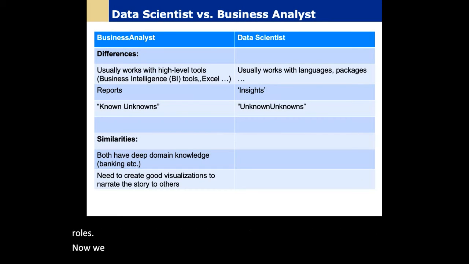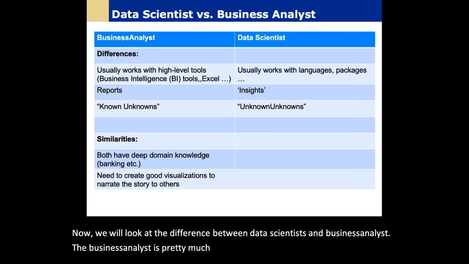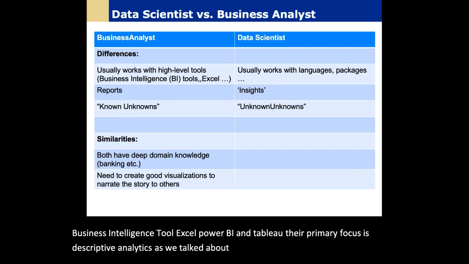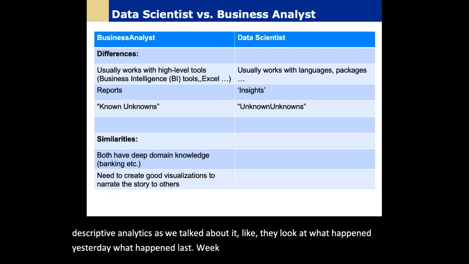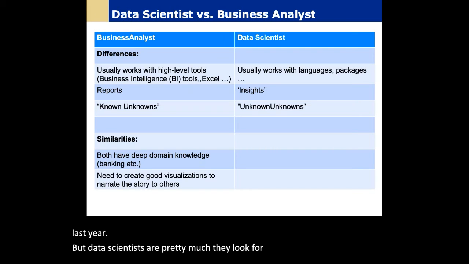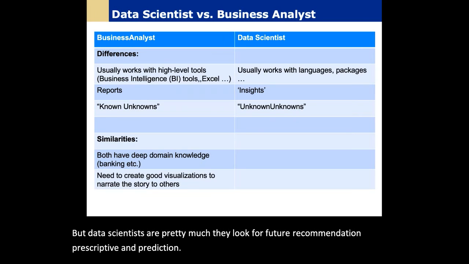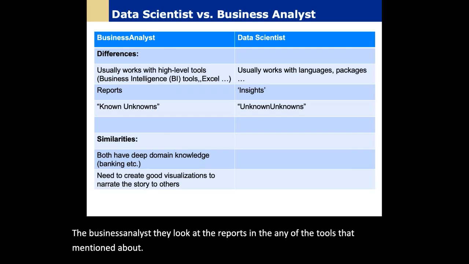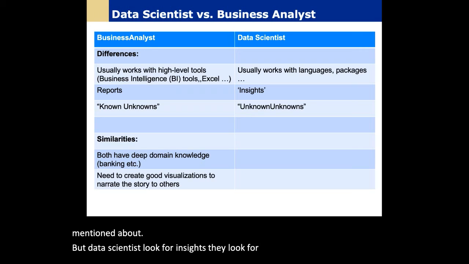Now we will look at the difference between a data scientist and a business analyst. Business analysts pretty much work with high-level business intelligence tools like Excel, Power BI, and Tableau. Their primary focus is descriptive analytics. They look at what happened yesterday, last week, last month, last quarter, and last year. But data scientists look for future recommendation, prescriptive analytics, and prediction. The business analyst looks at the reports in any of the tools mentioned above, but data scientists look for insights. They look for patterns and behavioral things. The business analyst focuses primarily on known unknowns, but data scientists like unknown unknowns.